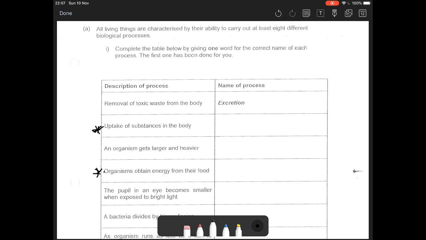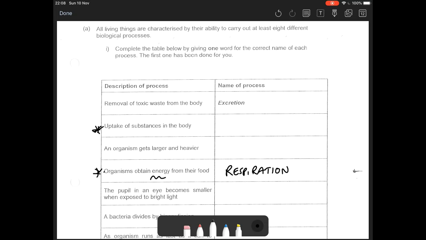If we look at this first, to release energy from the food is always going to be respiration. Respiration is the release of energy from food that we take up. But in plants, this is the food which they make through the process of photosynthesis. But to release energy from that is respiration.